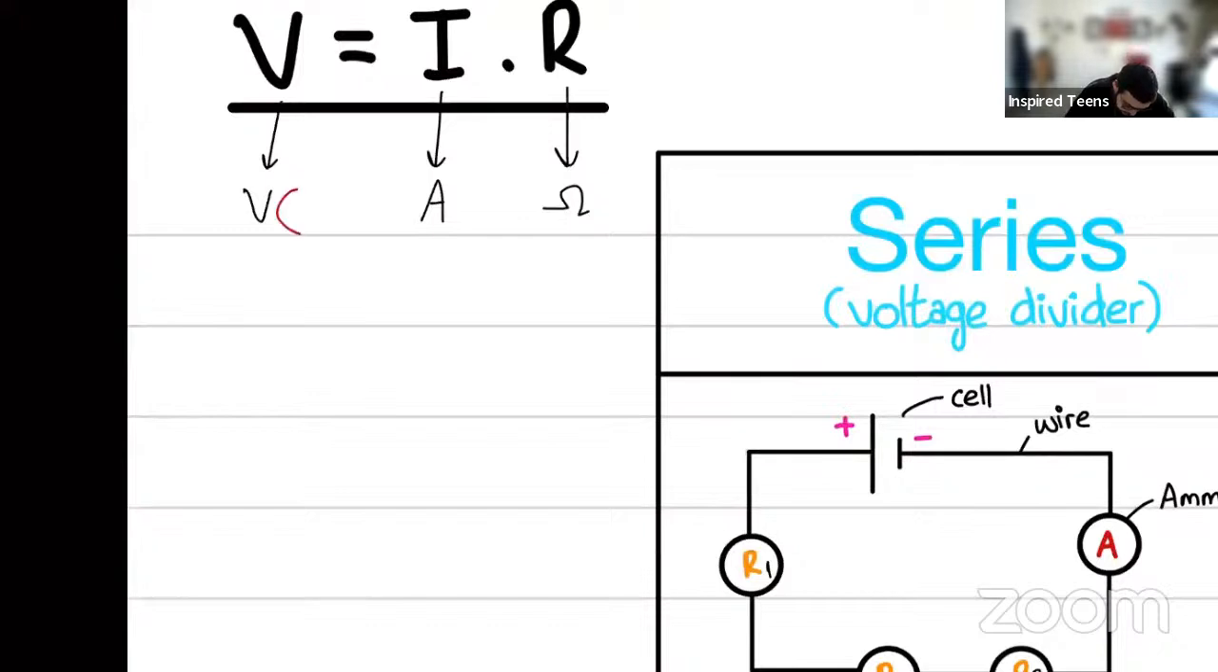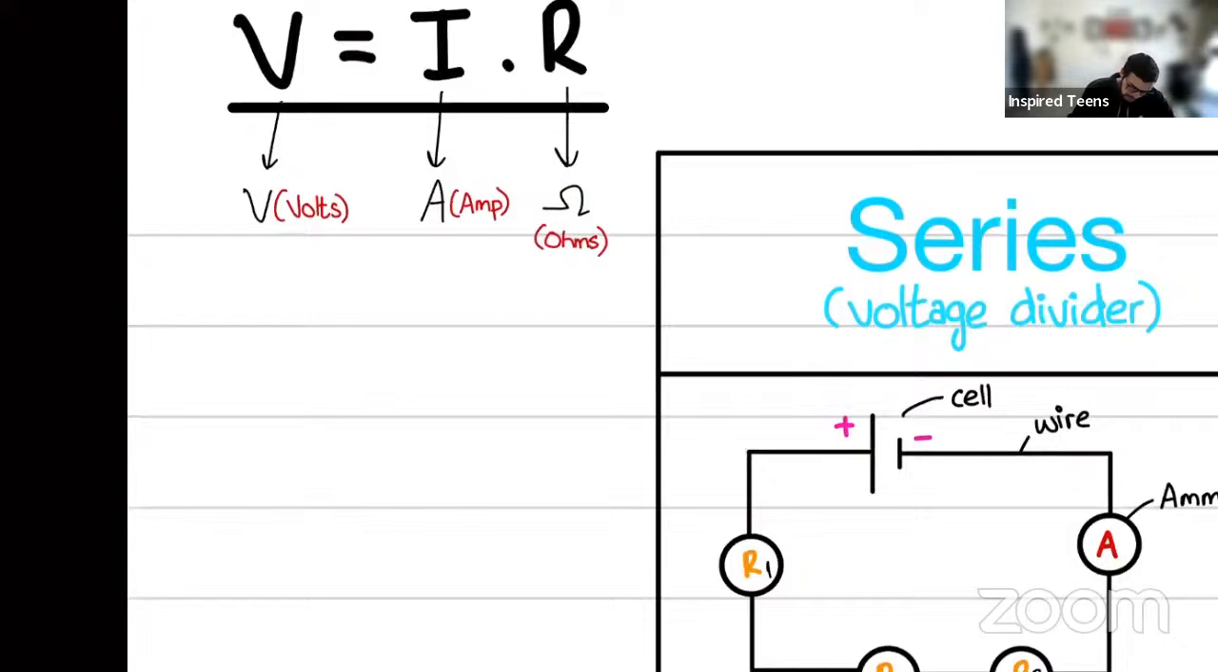And this formula has V, which is voltage measured in volts; I, which is current, measured in amps; and this omega symbol for resistance, measured in ohms.